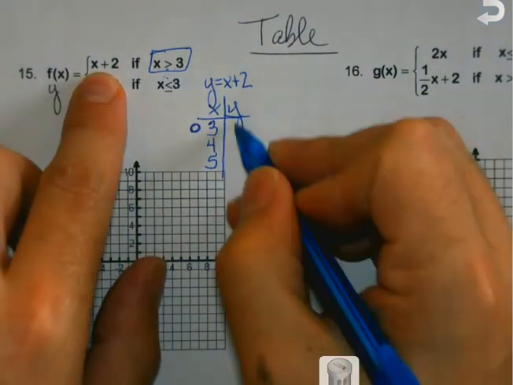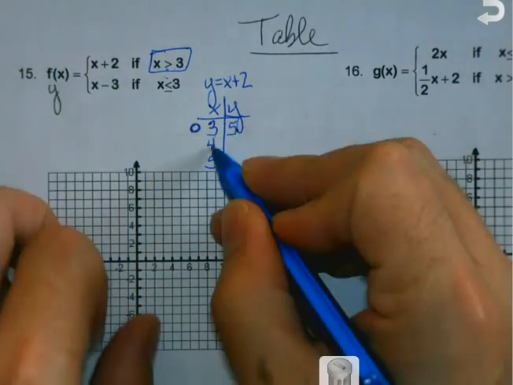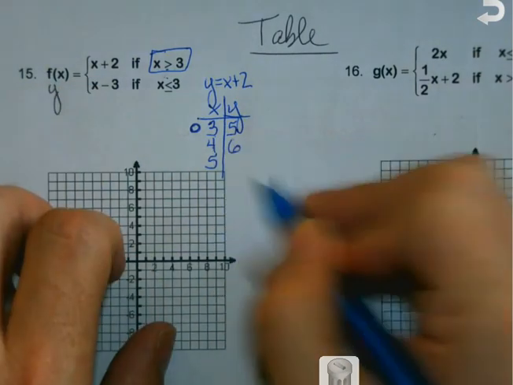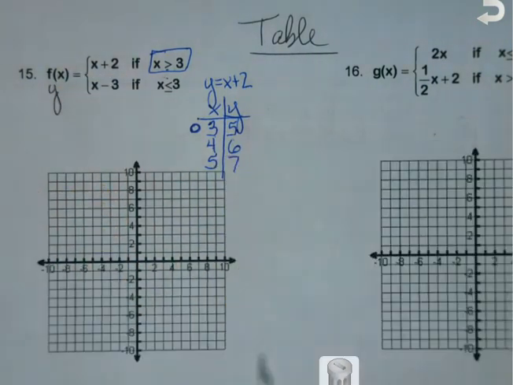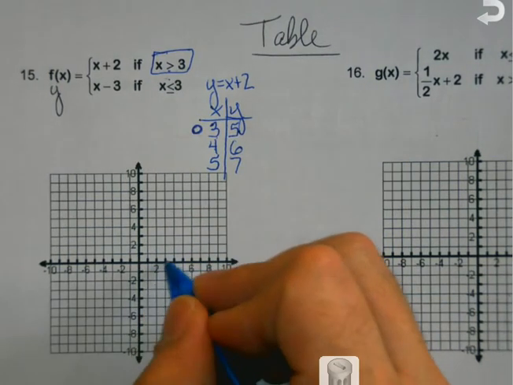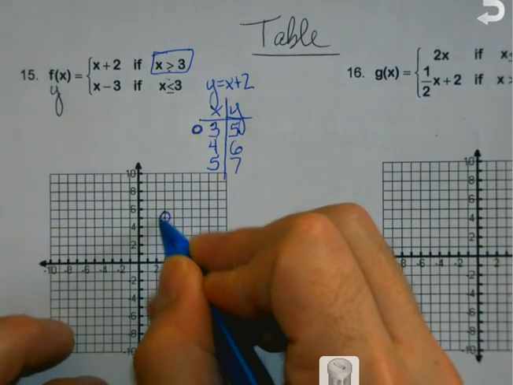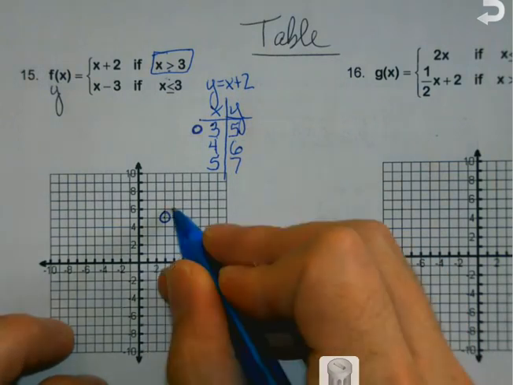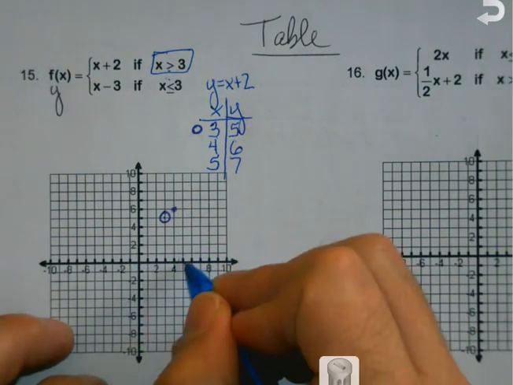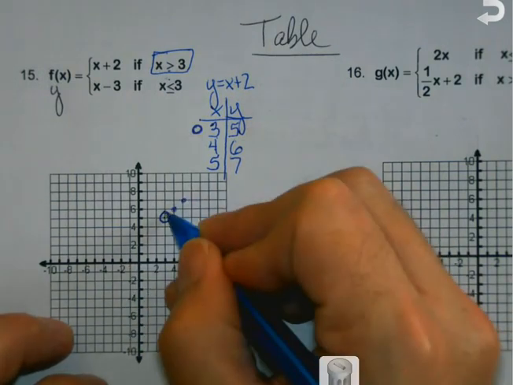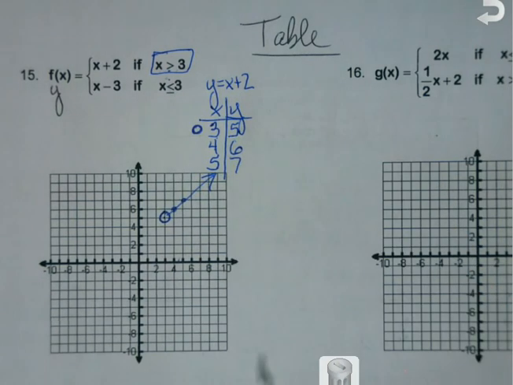3 plus 2 is 5. 4 plus 2 is 6. 5 plus 2 is 7. And those are going to be the 3 coordinate points I use to make my line. So I go to 3, 5. Oh yeah, it's an open dot. I go to 4, 6 and make a point. I go to 5, 7 and make a point. Connect the dots from the big circle to the little ones.